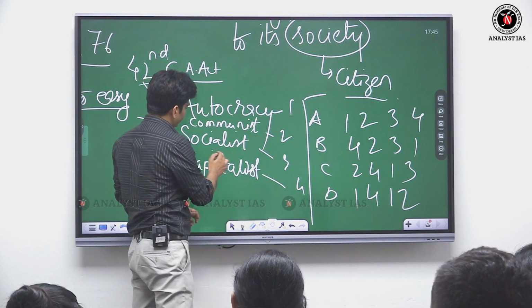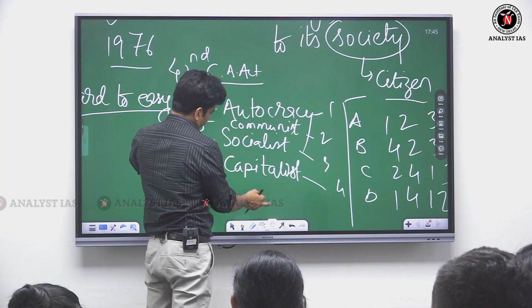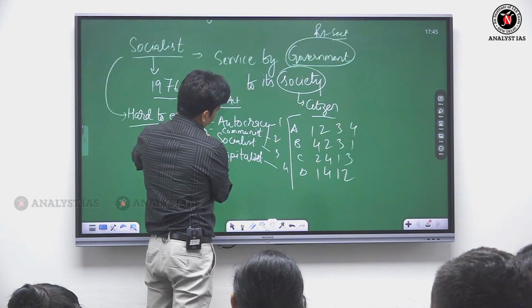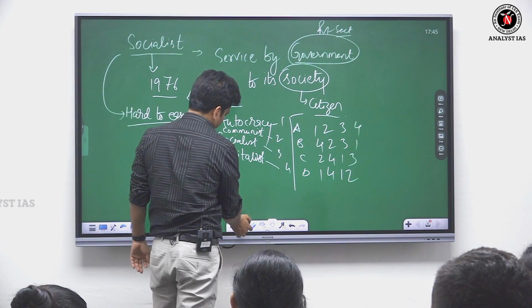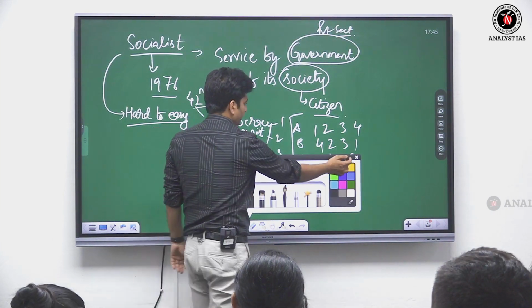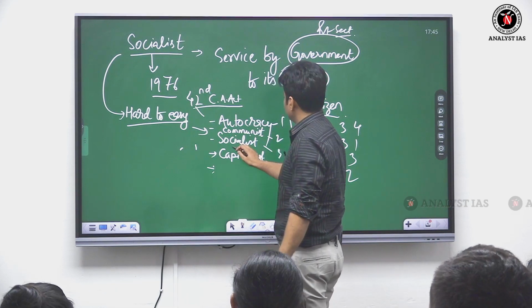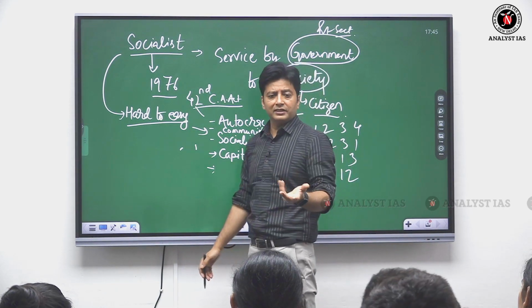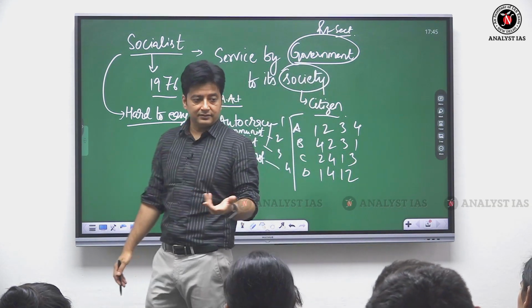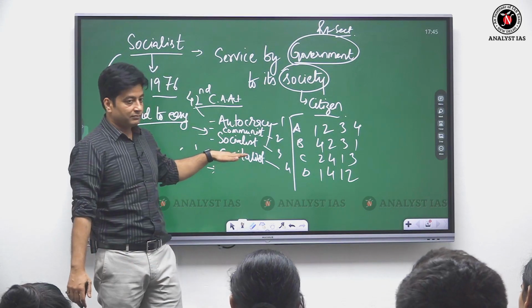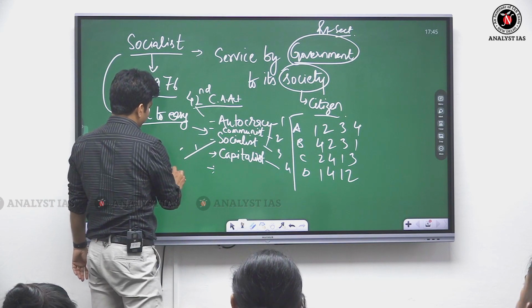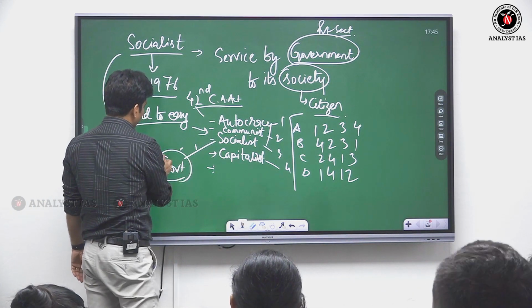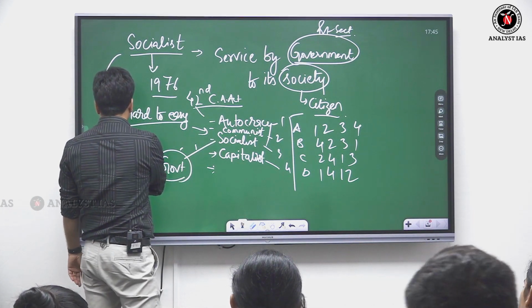Now socialist, if we talk about it, in socialist this system is also relatively harder than the capitalist system. Why? Because in socialism the government role is more, as I have explained, and government role comes up with what is called red tapeism.